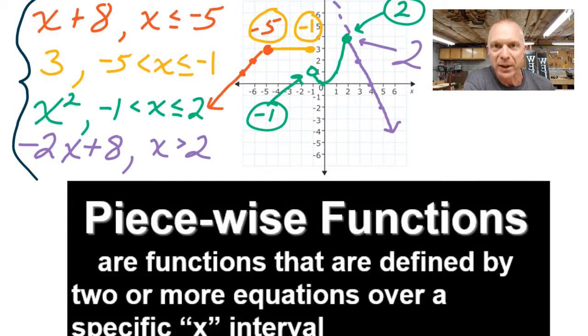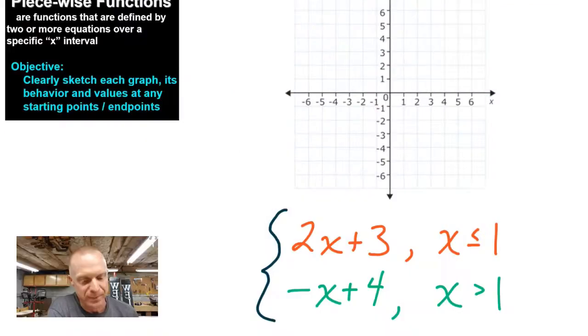Why don't we see if we can graph a piecewise function? When you graph a piecewise function, you definitely want to clearly show the sketch, its behavior, meaning the direction of the graphs, and then we want to make sure that we're showing special points, typically endpoints, starting points, maybe some other point that's helpful in the graph.